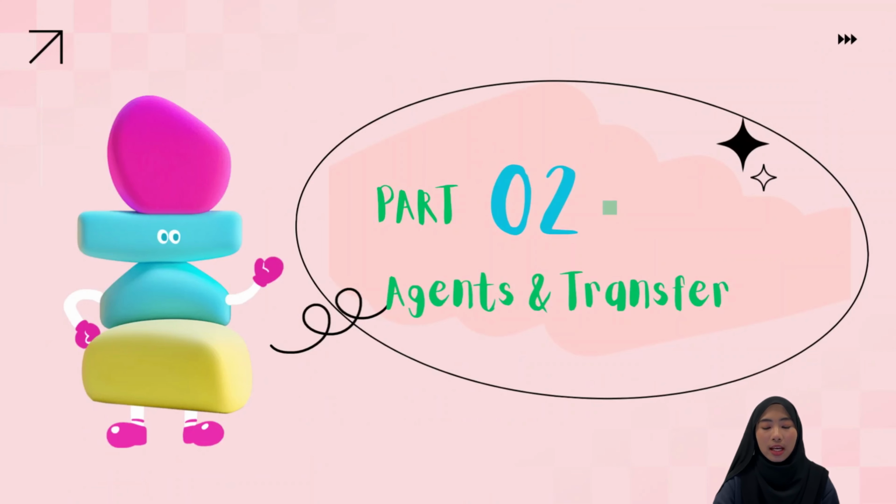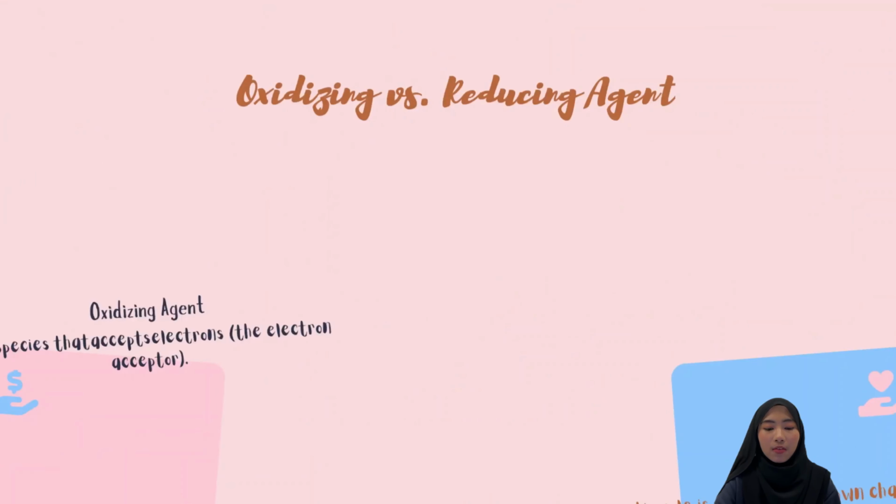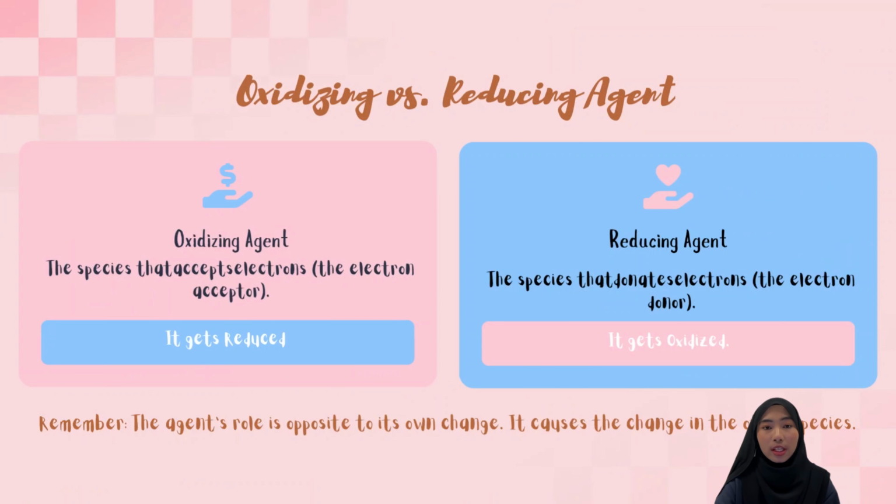Part 2. Agents and transfer. First, oxidizing versus reducing agents. Oxidizing agents are the species that accept electrons, which is the electron acceptor, and it gets reduced. Second, we have reducing agents, the species that donate electrons, which is the electron donor, so it gets oxidized. Remember, the agent's role is opposite to its own change. It causes the change in the other species.